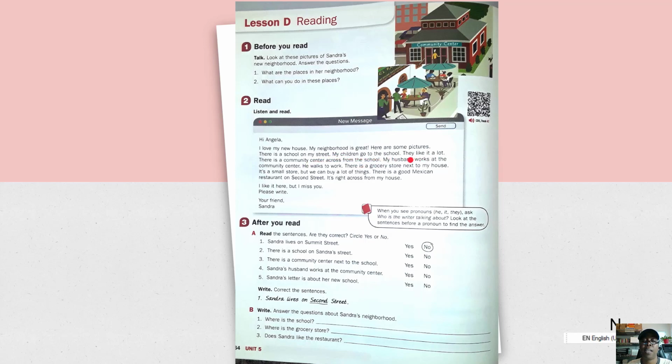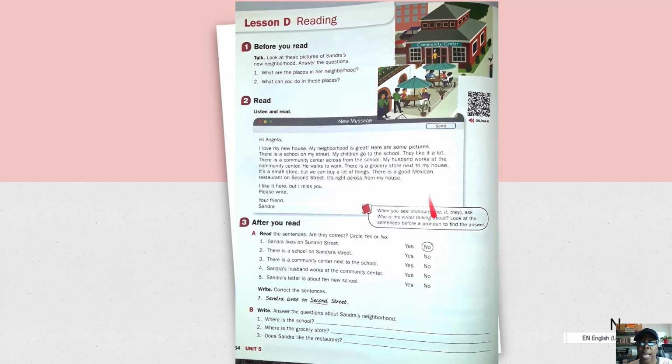So here we have it right here. They like it a lot. So what's this it talking about? To find out what this it is talking about, we have to look at the sentence before the sentence with it. So what's the sentence before that? It says, my children go to the school. They like it. So the it is referring to the school. Okay?